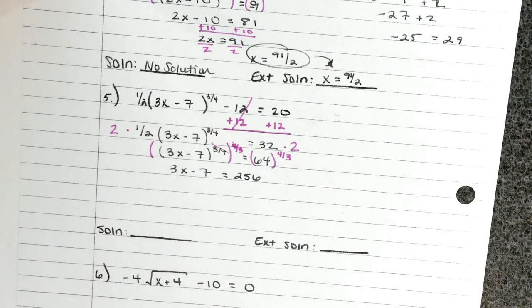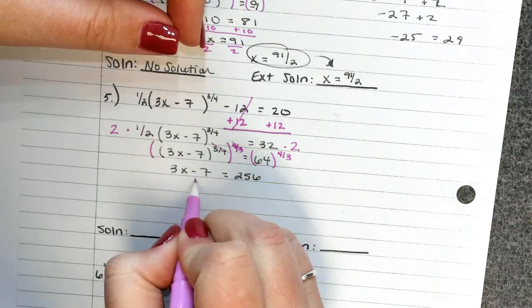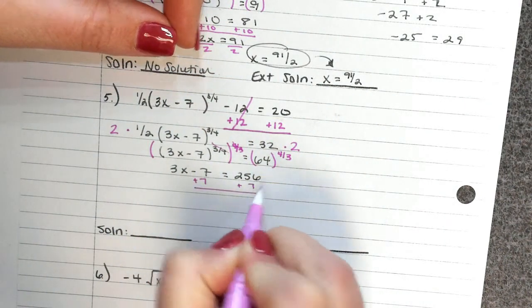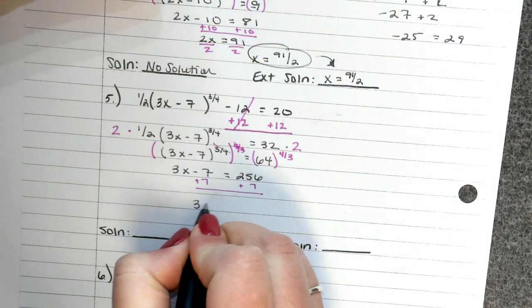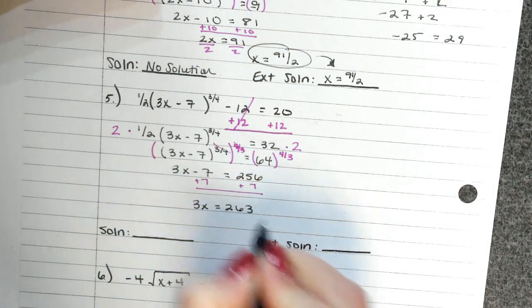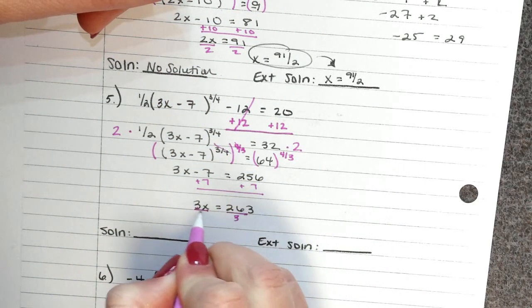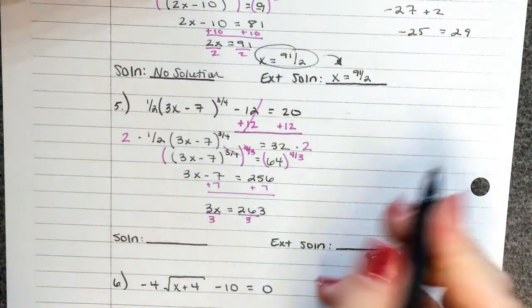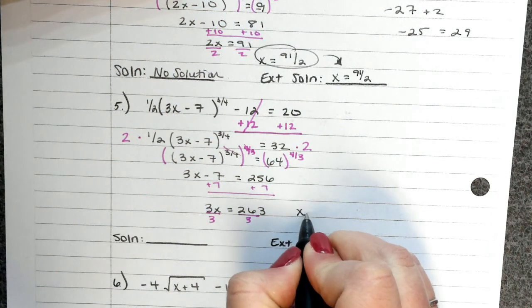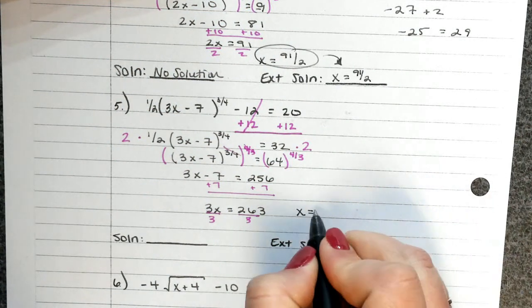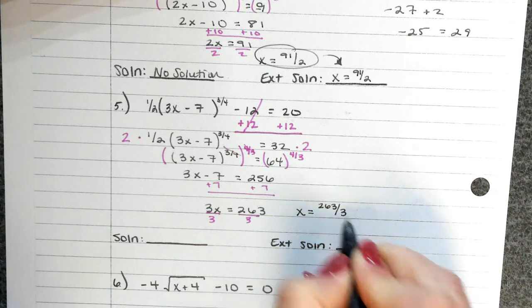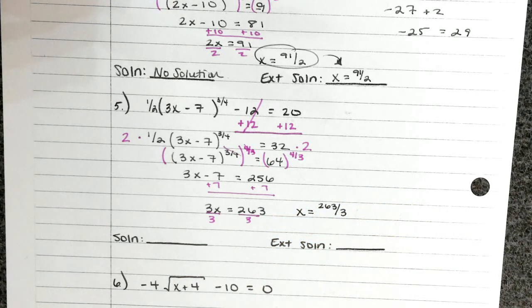And number 7, what comes next? We add 7 to both sides, and what do we get? 3x equals 260. And then what? Divide both sides by 3, and what do you get? 263. X equals what? 263. Good. Leave it like that, because when you type it in your calculator, it gives you a decimal. We don't deal with decimals, so take it back a step. Leave it the way it was.